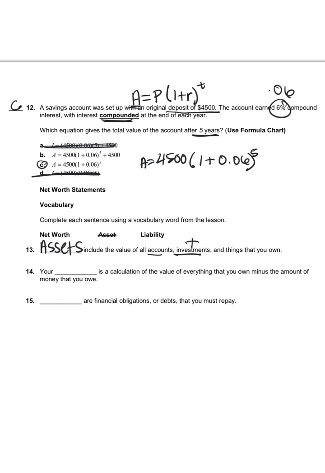Then I get into the next word, which is a calculation of the value of everything that you own minus the amount of everything that you owe. This is your net worth. This is how you solve for net worth of a problem. And then that means the last word that we have is liability. This is financial obligation or debt. So that sounds like a negative thing to me, which is my liabilities.